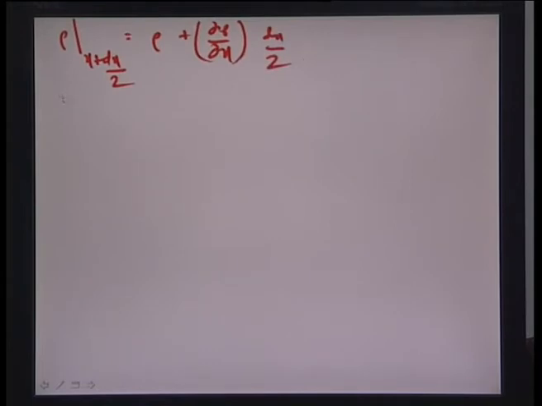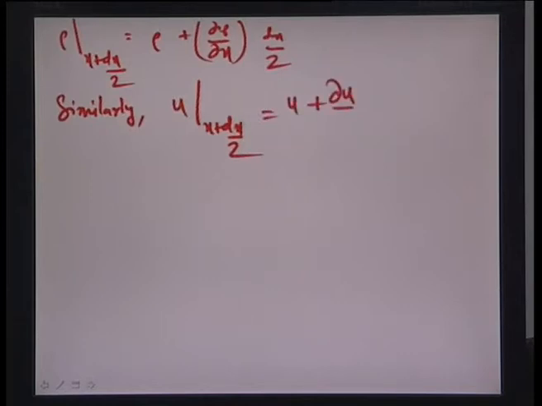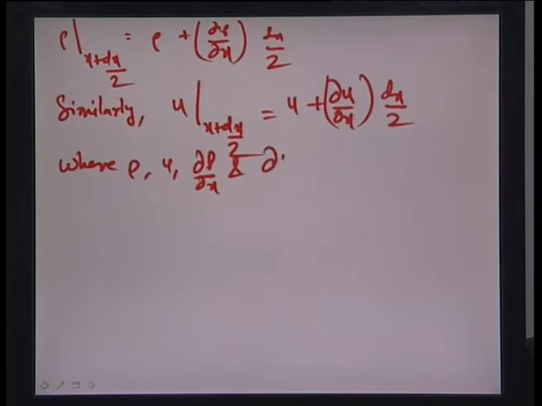Okay. Similarly, u at x plus dx by 2 is essentially equal to u plus del u by del x times dx by 2, right, where rho, u, del rho by del x and del u by del x are all evaluated at O. You have to keep this in mind, because we are essentially evaluating what is happening at one of the edges based on the properties of the point O, and all these values, including the change of density with respect to x, the change of velocity with respect to x, the velocity and the density, must necessarily be at the point O.